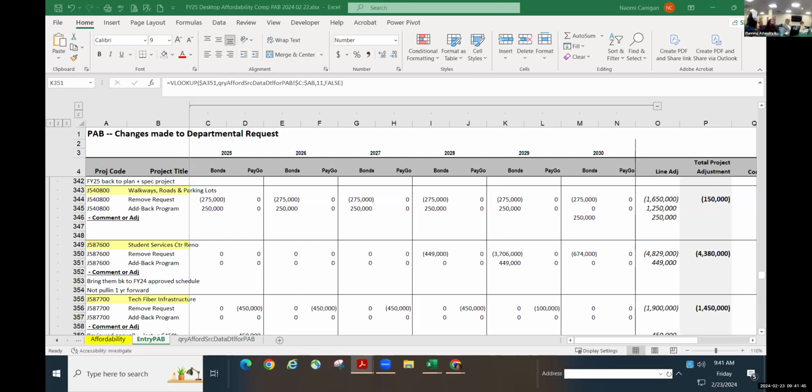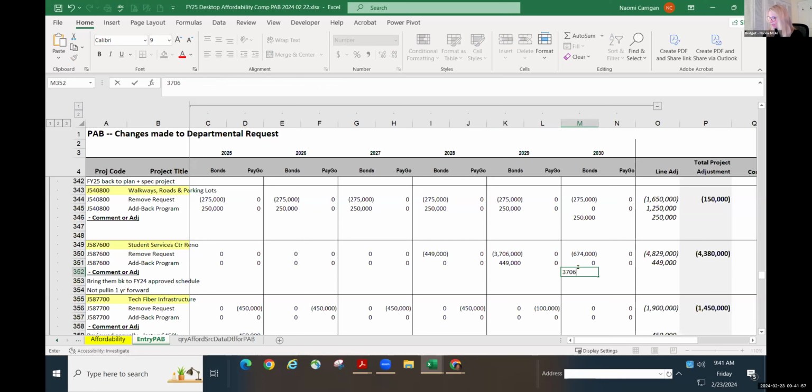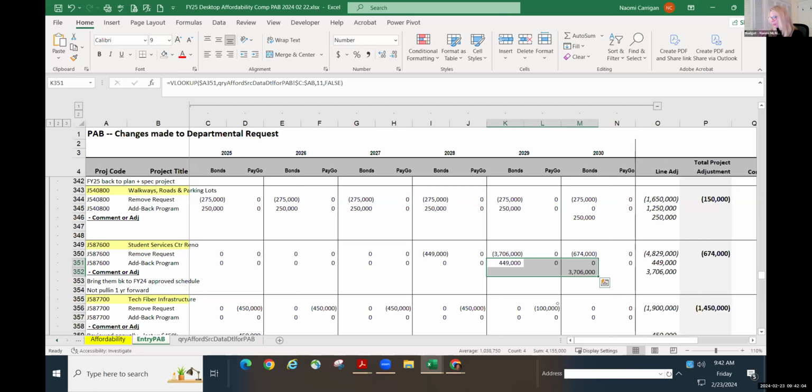So it looks like in fiscal year 24, we said it really should start in fiscal year 29. If we were to go back to plan, I would actually need to add 3706 there, because fiscal year 30 is now coming online. So if we stuck with the fiscal year 24 approved schedule, they would get fiscal year 29 and 30. They would not start in 28.